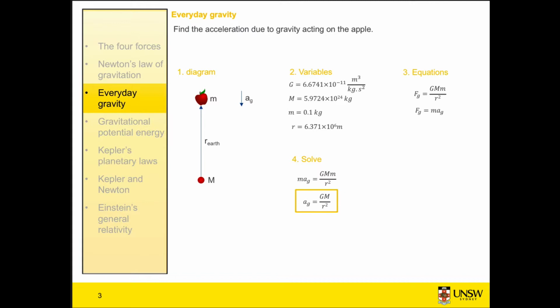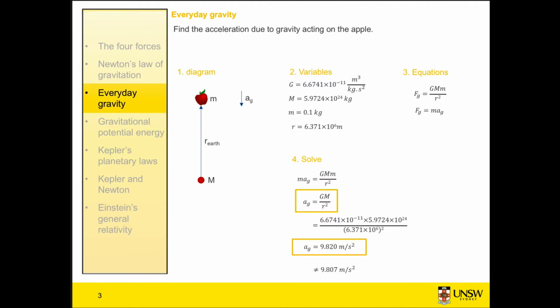Then we simply plug our variables into the equation and solve, and we find that the acceleration due to gravity acting on the apple from the Earth is 9.82 meters per second squared. That is close to, but not equal to, the measured acceleration due to gravity on Earth. The difference is only small, roughly 1.5%, but it is still significant.